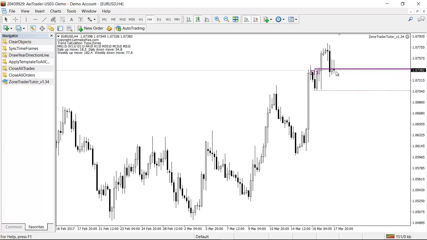So we may just want to focus on this one zone and make sure that the other trading criteria we set are aligned with it. Anything else we're not interested in.